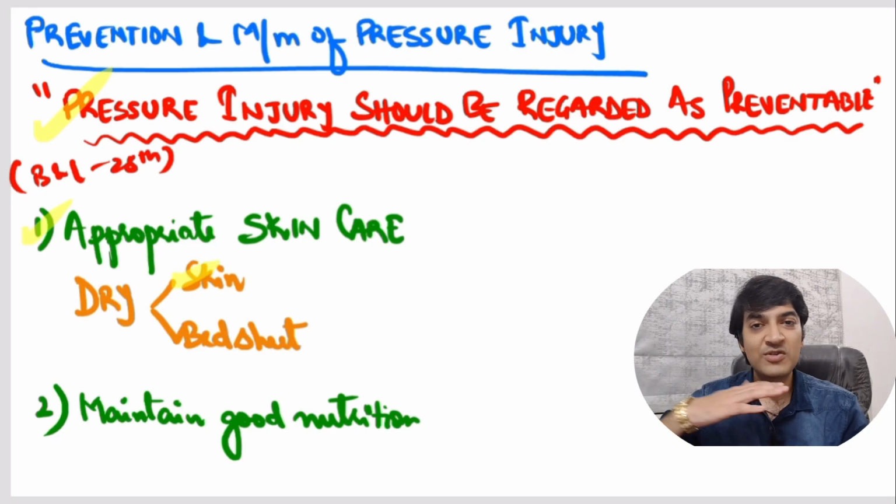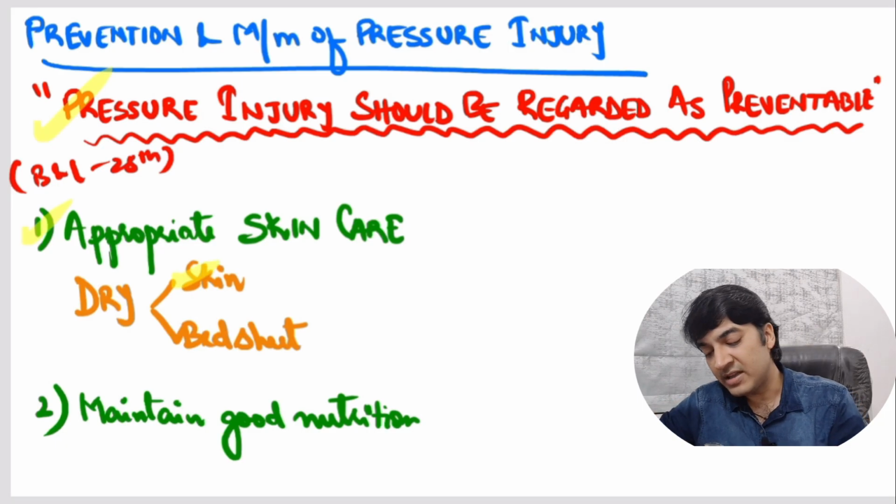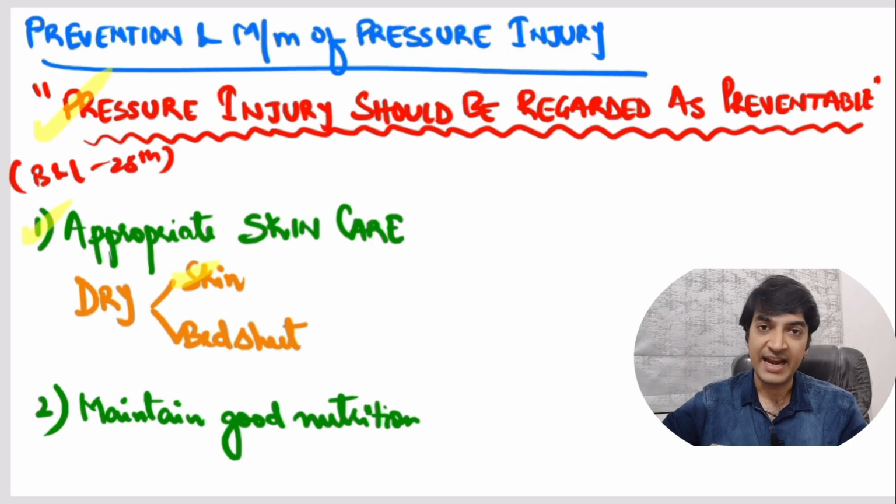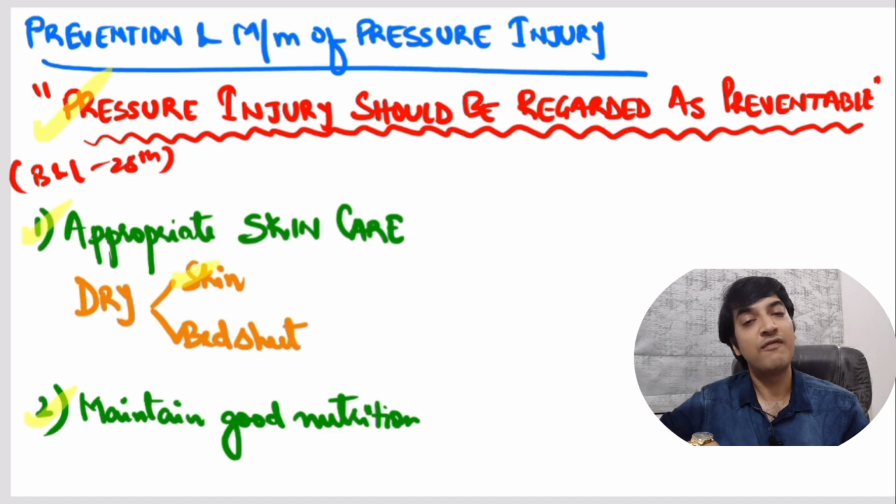Next thing that you need to know is to maintain good nutrition. You need to make sure that the patient is having a good nutritious diet. अगर patient bed bound है तो उसको IV form में अगर supplementation करें तो you should make sure that the calorie needs are being fulfilled.